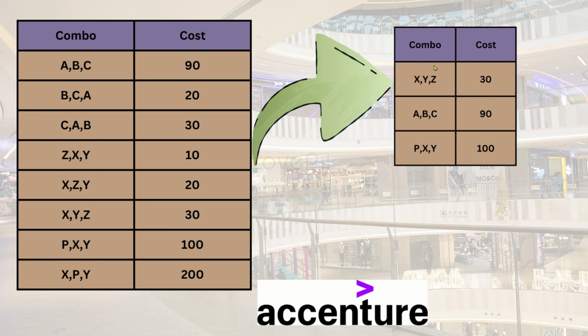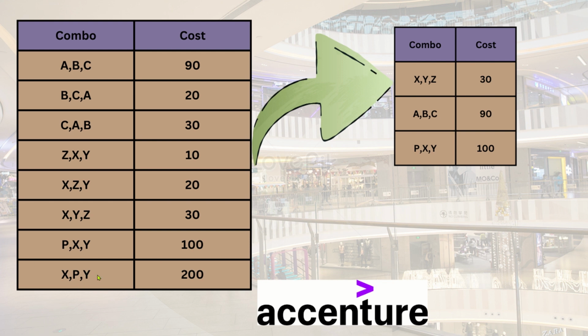If you see the output, you need to get the distinct combination. These three combinations are the same because A, B, C, B, C, A and C, A, B, these three are the same. It's just that the order of the elements is different. So in these three, you need to fetch only the one whose items are in ascending order. That is A, B and C, so only the A, B, C row should be written with the cost of 90. And for this three, you have X, Y and Z. This is in ascending order and you have the cost as 30 and this should be written.